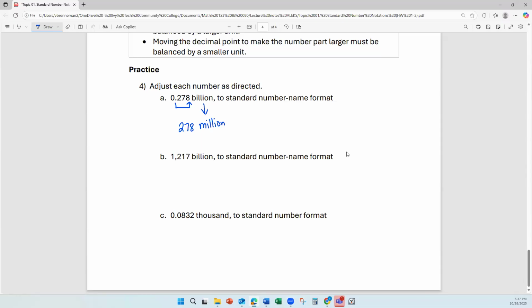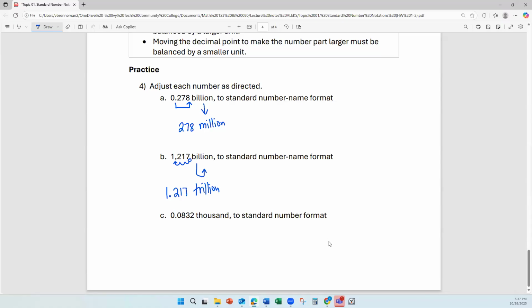The 1,217 billion, this is bigger. This is a whole comma level above billion. So I'm going to change that billion and level it up to trillion. And as I do that, I'm moving the decimal point from this unwritten decimal point 3 places, replacing again that comma with the decimal point. So it's 1.217 trillion.